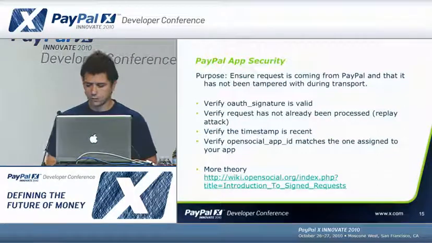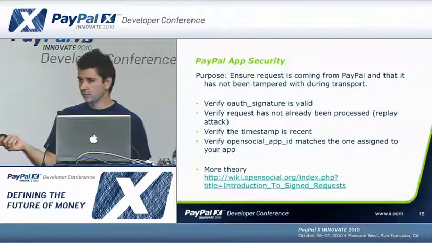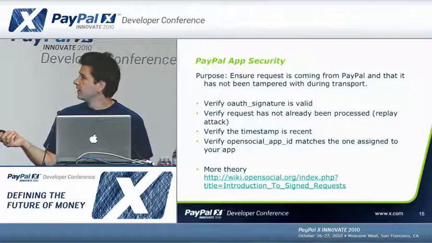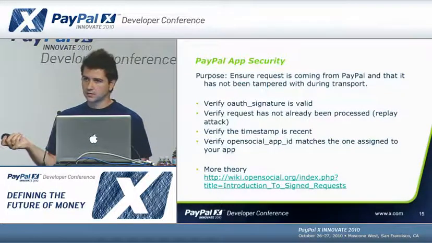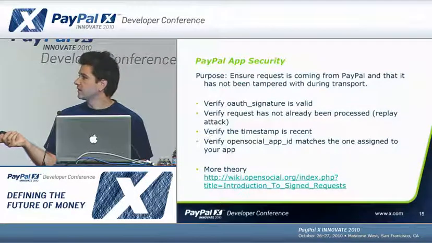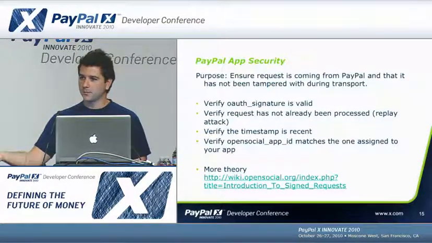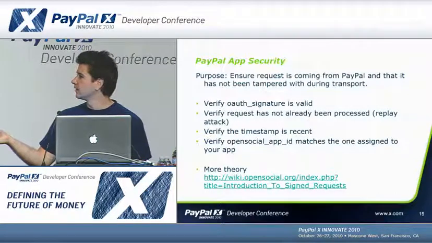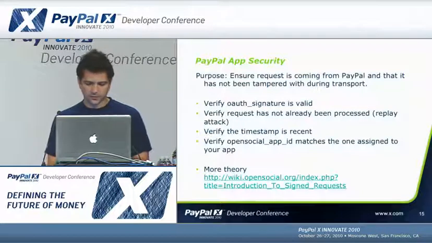The key things that you verify are: first, the auth signature, which is pretty much PayPal signing it. Then that it hasn't been processed already, so every time you get a request, you record it, process it, and make sure you don't process it again. Then you verify the timestamp to make sure it's recent. And you verify that they're not recording in another OpenSocial app and playing it on yours, so you verify the OpenSocial app ID matches yours. I gave a link there for more theory on this. This is standard OpenSocial stuff.